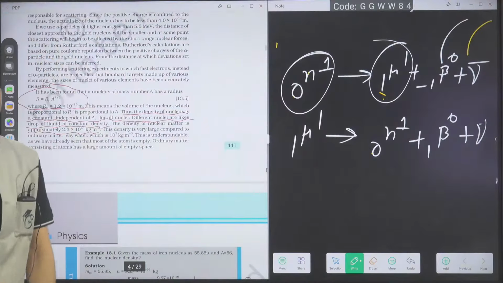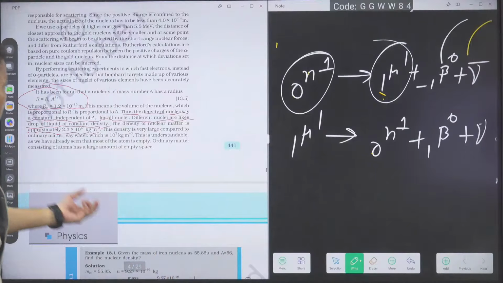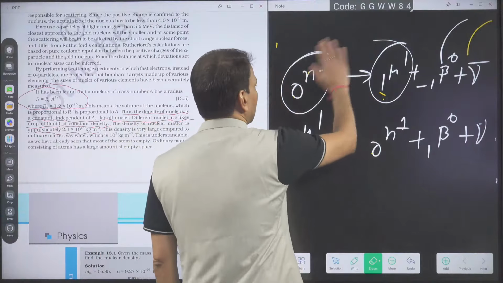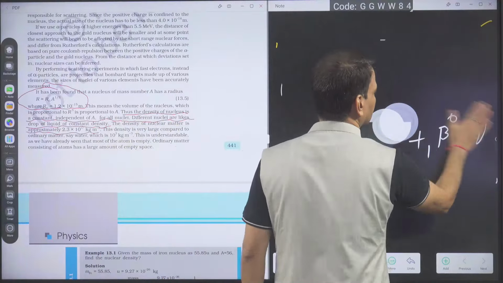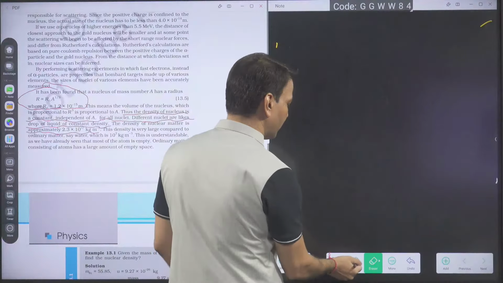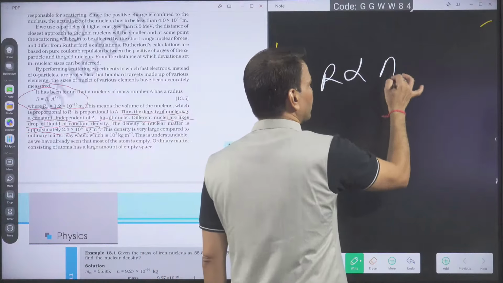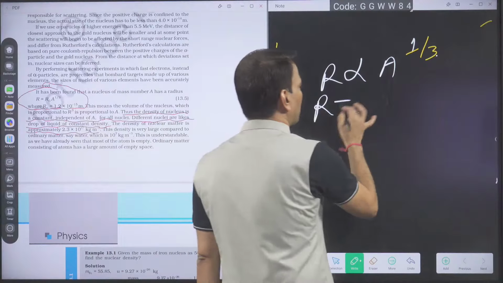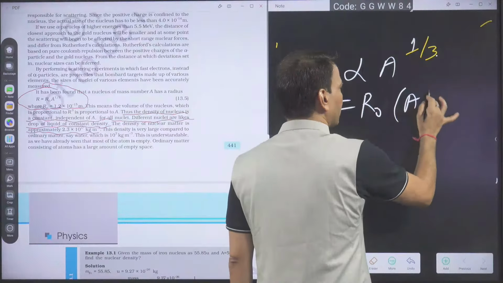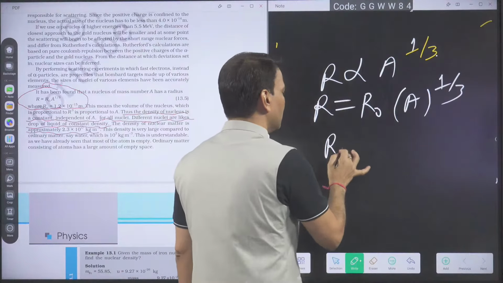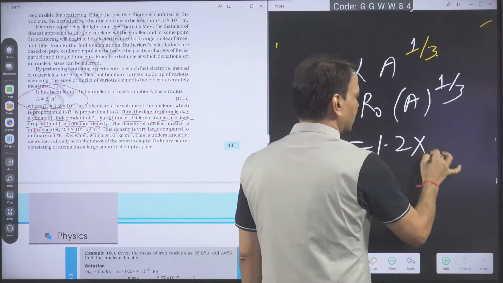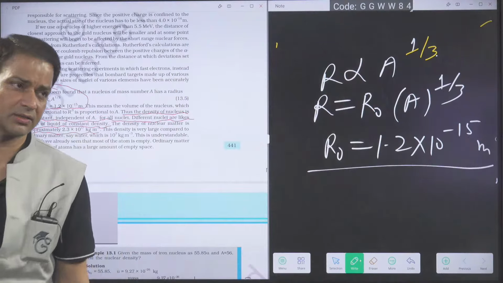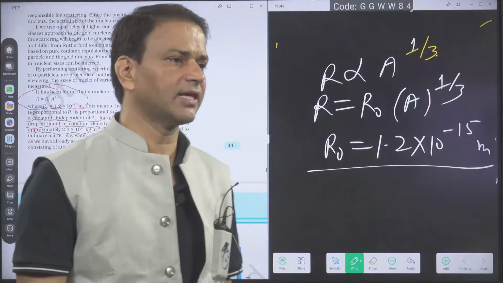Then what is the radius formula for the nucleus? R is equal to R naught into A to the power 1 by 3. It means the radius of the nucleus is directly proportional to A to the power 1 by 3. The formula is R equals R naught into A to the power 1 by 3, where R naught is 1.2 Fermi meter or 10 to the power minus 15 meter.